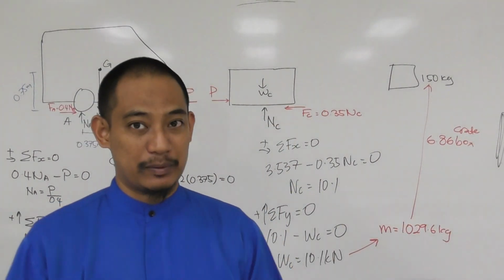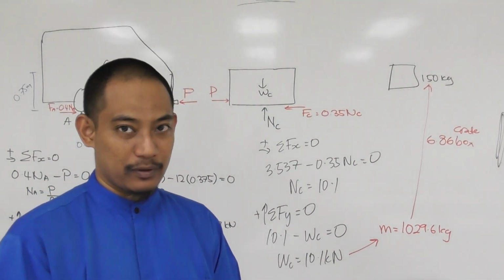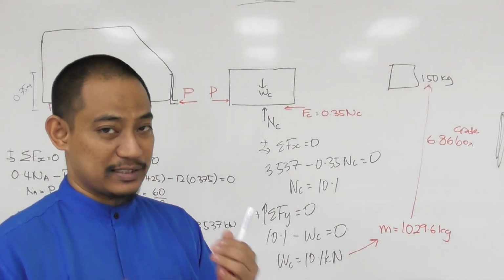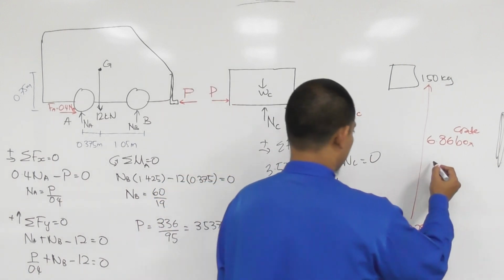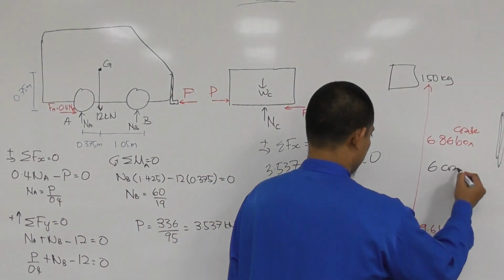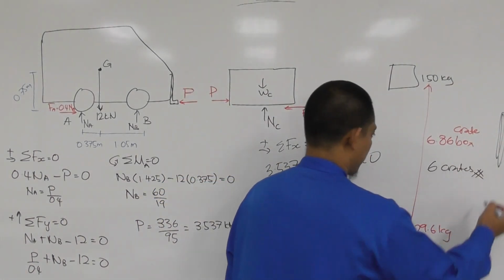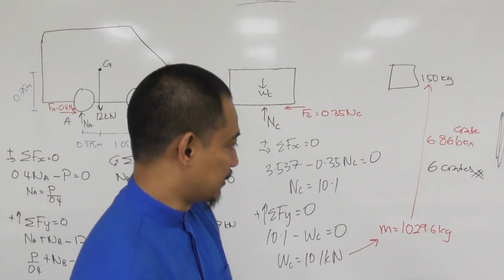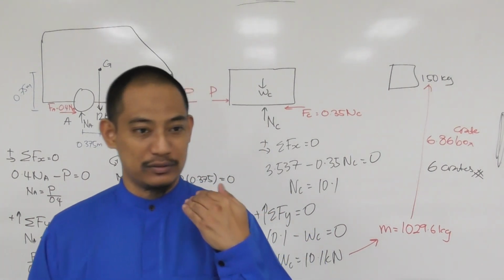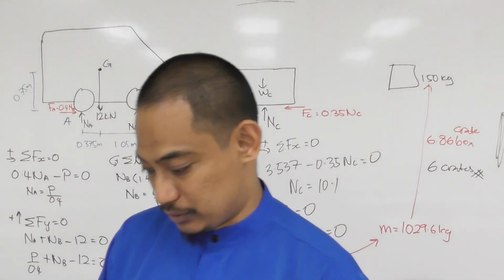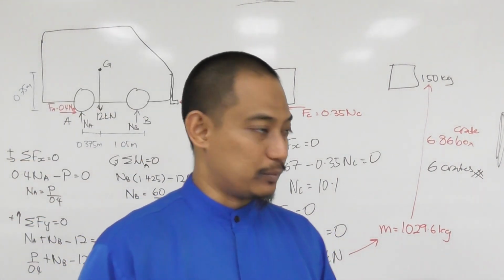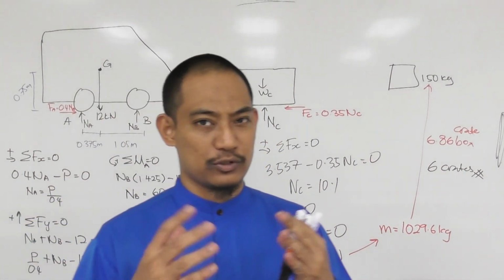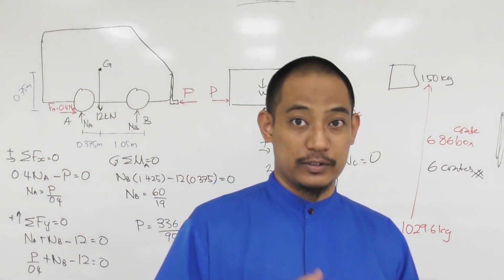So what is the maximum number? It cannot be 6.86 boxes or crates. It can only be either 6 or 7. So the maximum number is 6 crates, because it cannot go to 7. 7 is already exceeding the maximum. It can go only until 6. So the answer will be a maximum of 6 boxes or crates. So that's how you solve this particular question.